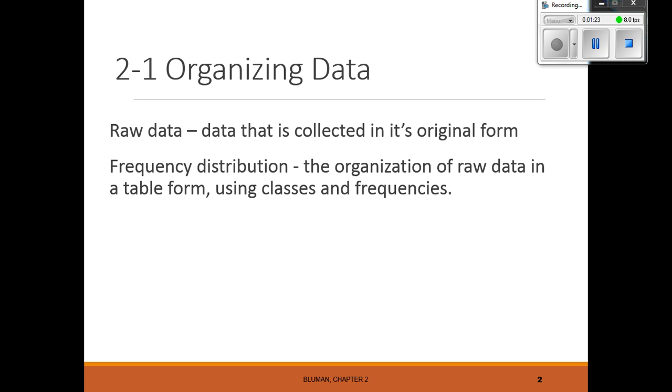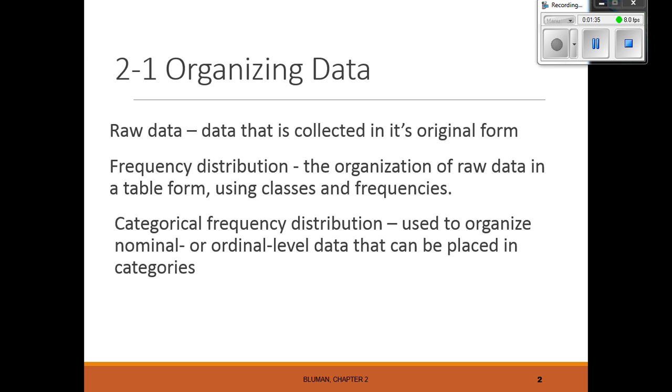A frequency distribution, that's a way of taking all that raw data and organizing it using something like a table. It has things called classes and frequencies in it, which we will talk about here in a second. And then you have categorical frequency distribution. This is used to organize nominal and ordinal level data.